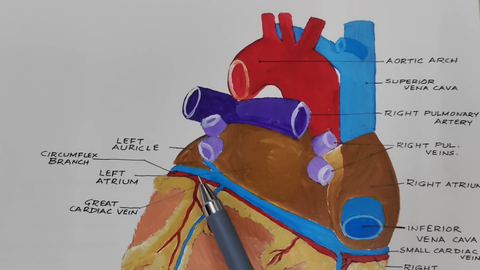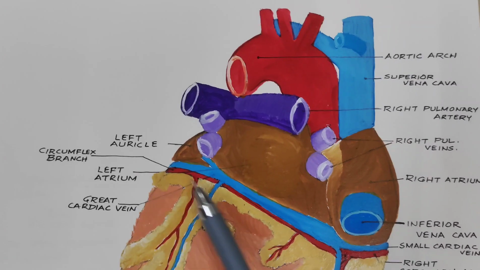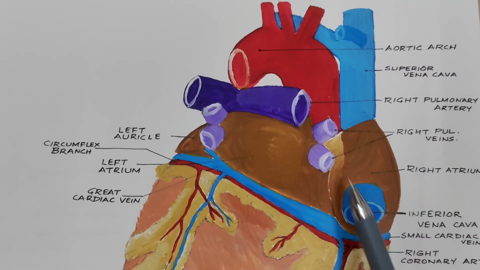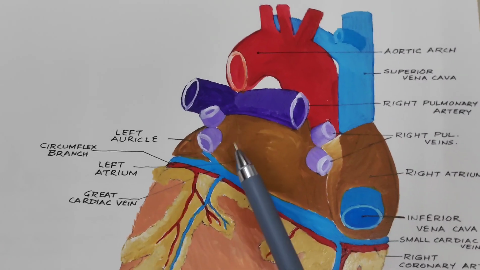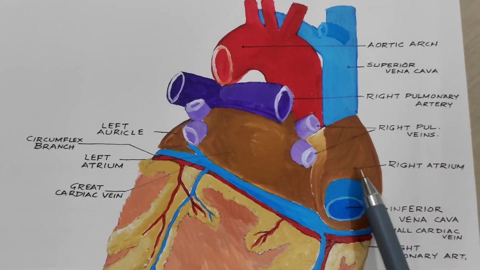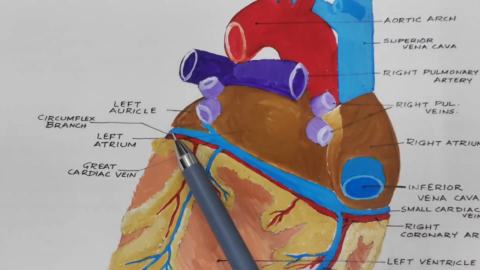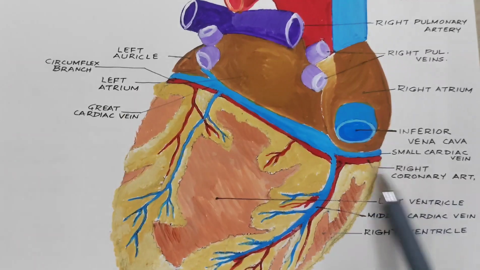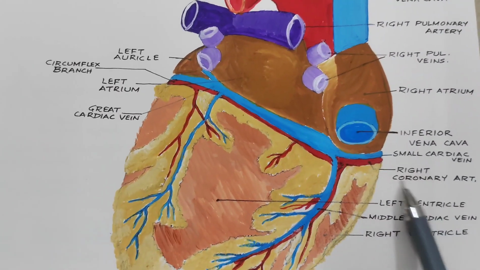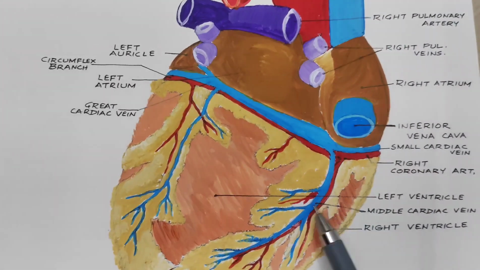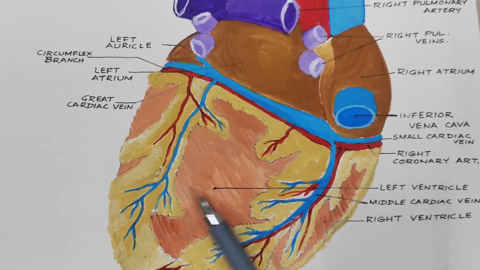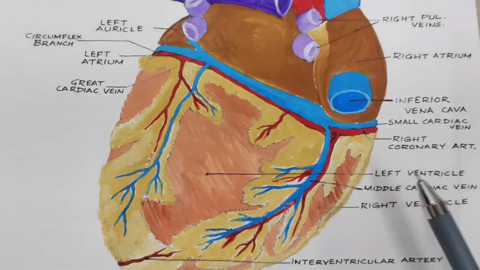These are circumflex branches. This is the inferior vena cava. This part is the left auricle, this part is the right atrium. This is the left atrium. Now we see over here the right coronary arteries. So these are the coronary arteries which actually supply the blood to the heart muscles, meaning cardiac muscles.